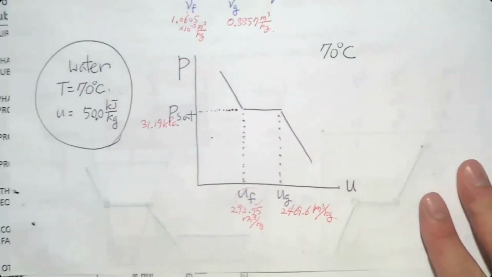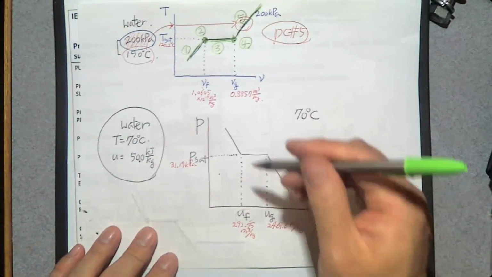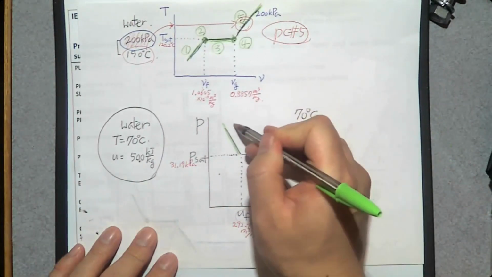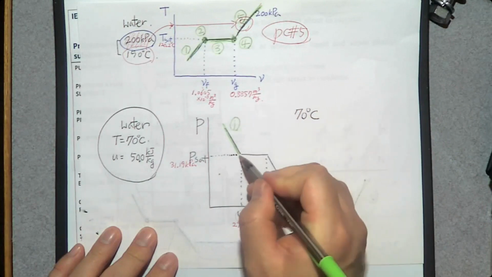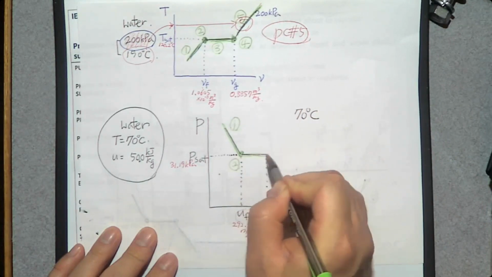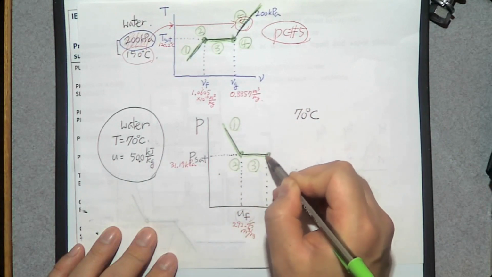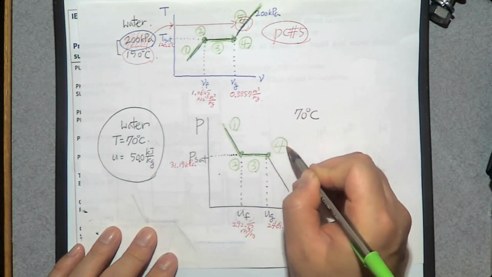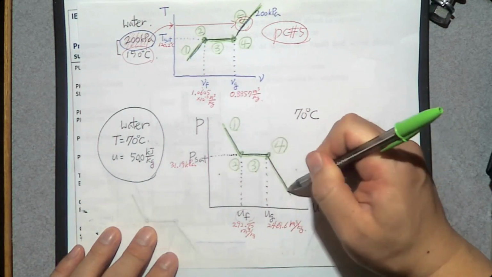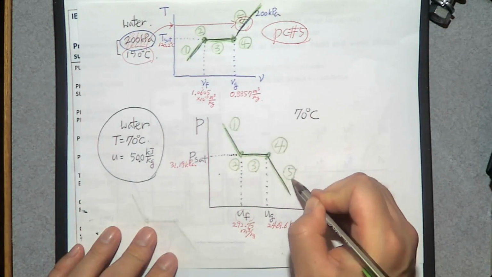Now, on this PU diagram, this line represents number 1, compressed liquid. This point, number 2, saturated liquid. This line represents number 3, saturated mixture. This point represents number 4, saturated vapor. This line represents number 5, superheated vapor.